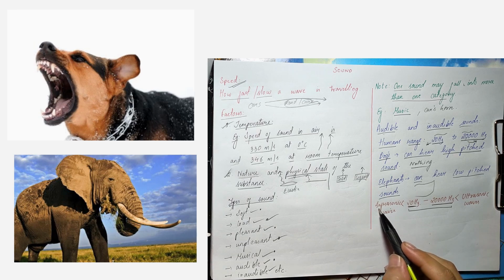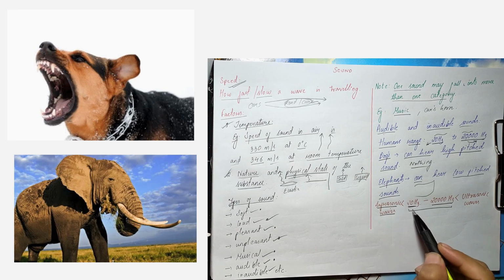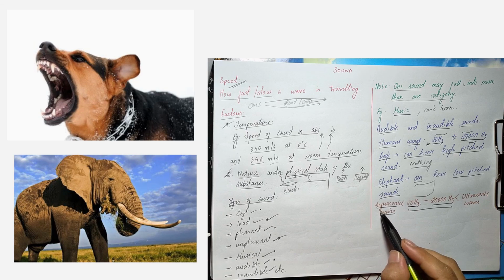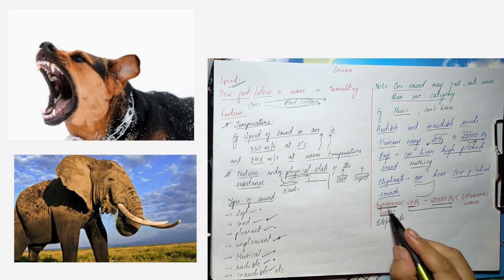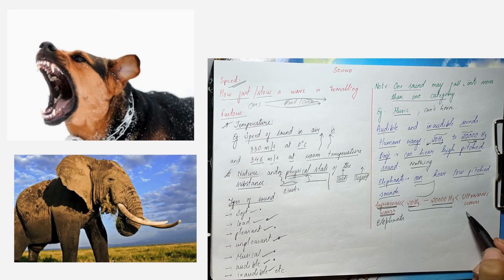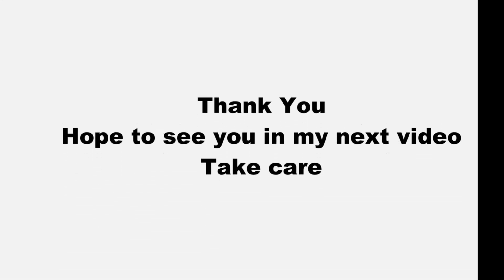Any sound which has below 20 hertz frequency is called infrasonic waves. So we can say that elephants can hear infrasonic waves. Similarly, dogs can hear ultrasonic waves.